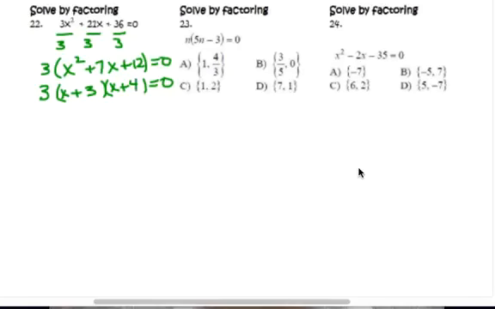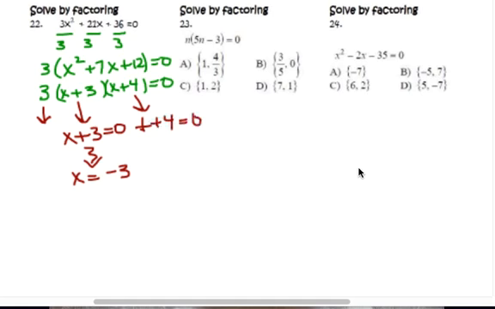Now at this point you're probably getting the hang of it. First of all, we're not going to set 3 equal to 0. Okay, so we're not going to do anything with that. This one we're going to write x plus 3 equals 0, which you know ends up being x equals negative 3. And x plus 4 equals 0, which ends up being x equals negative 4. So your two answers are negative 3, 0, and negative 4, 0.